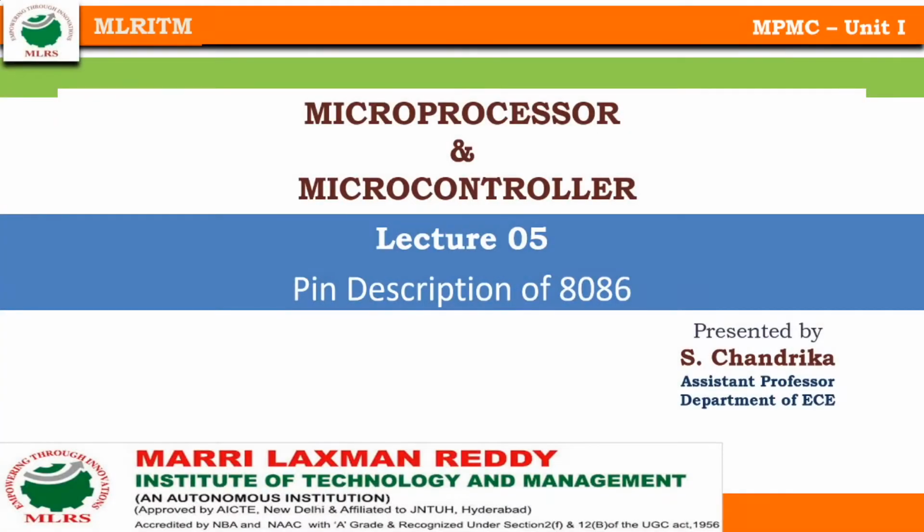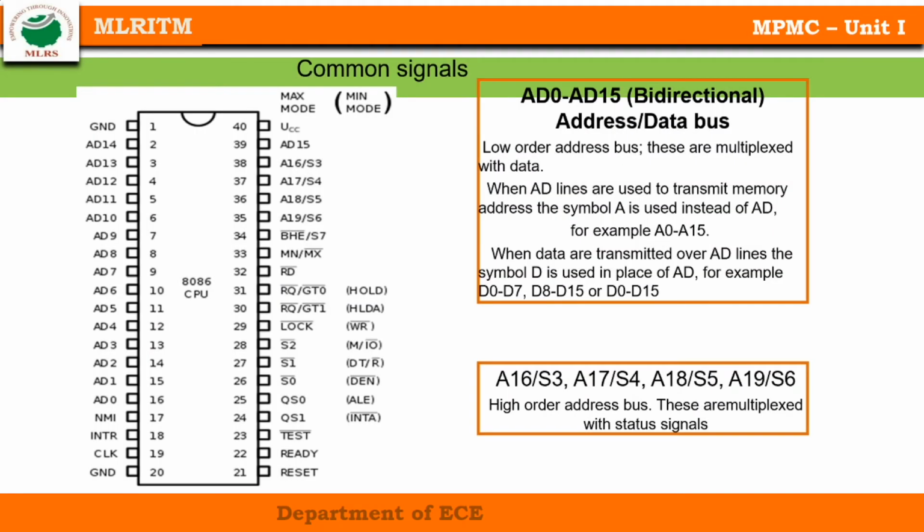Today my topic is the pin description of 8086. 8086 is a 40-pin IC. We start reading these pins from top left to bottom left, and then we start reading from bottom right to top right.